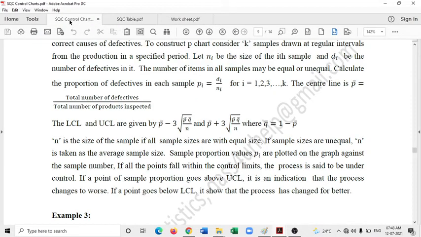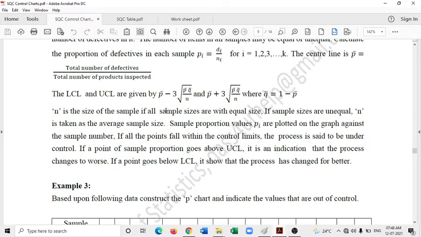That's why we have the control lines p bar minus 3 root of p bar q bar by n and p bar plus 3 root of p bar q bar by n. The 3 is to get the 3 sigma limits, so it is actually in the structure of mu plus or minus 3 sigma limits. That's about this control chart for P.